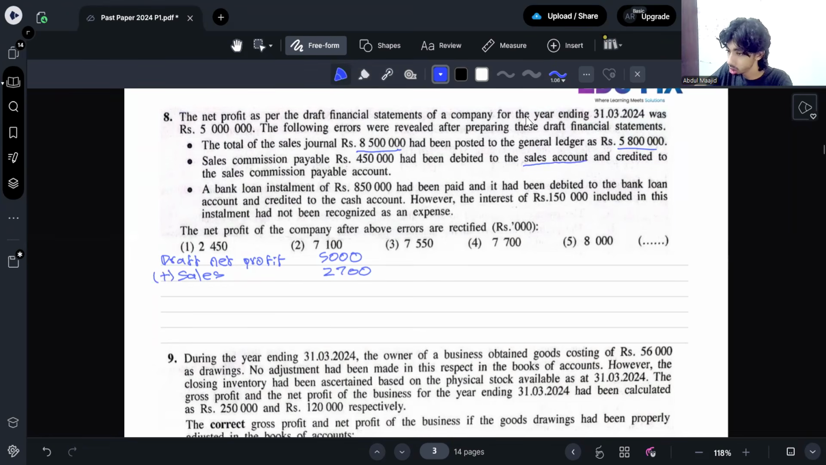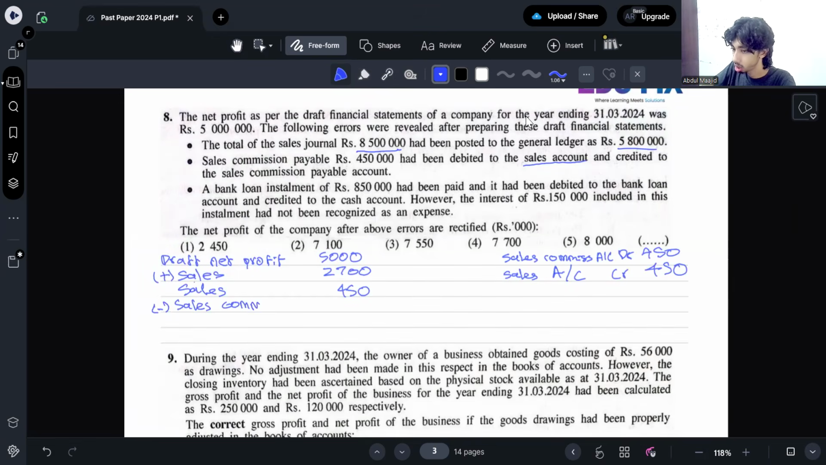You have to remove it from the sales account. So sales account credit, they have debited it, they have deducted from sales, then you have to credit it and you have to debit it to the sales commission account. So here our sales is increasing, sales credit means sales is increasing by 450. On the other hand, expense is increasing, sales commission expense. So can you all tell me, due to this second error, was there any effect on the profit? No. Okay, there is no effect on the profit because of that transaction. No impact. Okay, then the third one.